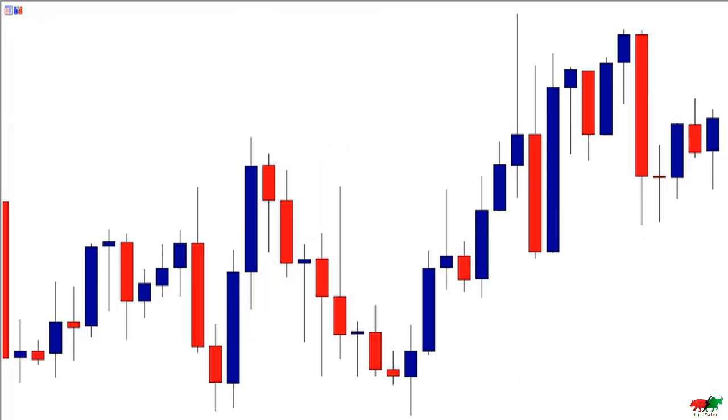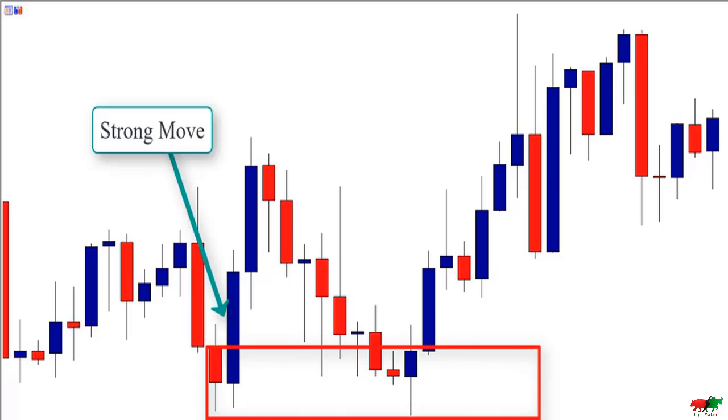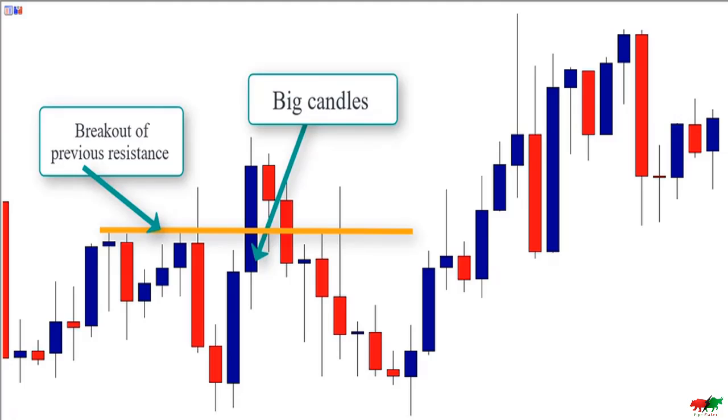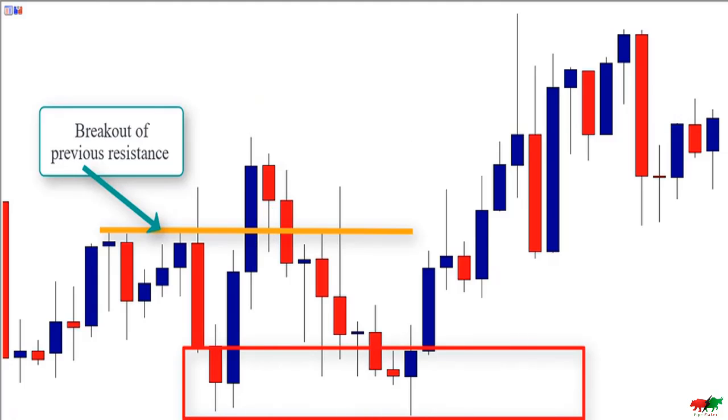Look at another example. This is the US dollar, Canadian dollar for our chart. This is a clear demand zone. As you can see, the market is strong. The candles are big. The previous resistance level is broken. The zone is fresh. And the trade offers a good risk to reward ratio.